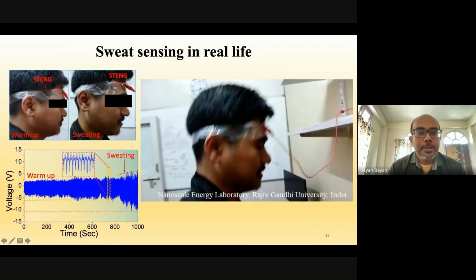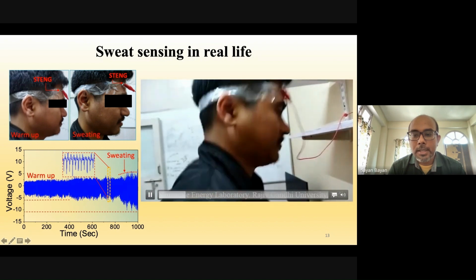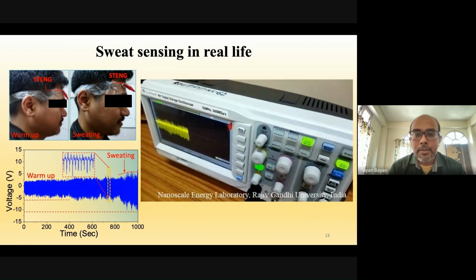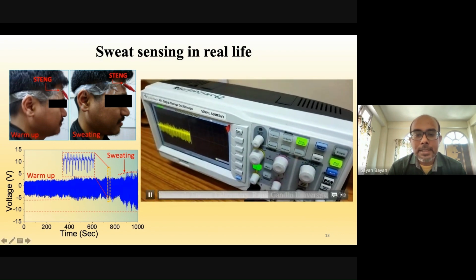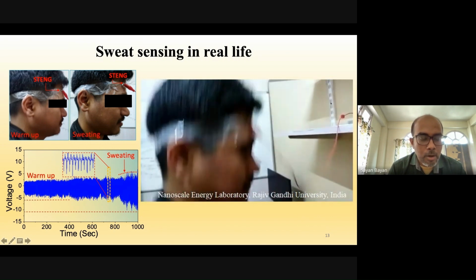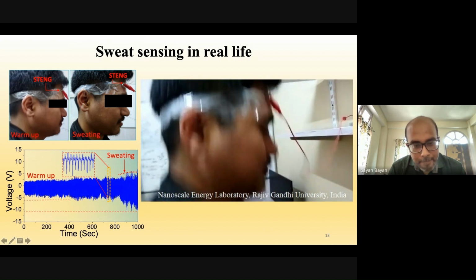Now, once this kind of sensor has been attached on the forehead of a person, one can see that during warm up, this is the output voltage. You can see the video here. The person is continuously doing some physical activity, and you can see that this output voltage is rising. Basically, this initial part originates from the warm up of the person, and this rise in voltage corresponds to the secretion of sweat in the user.